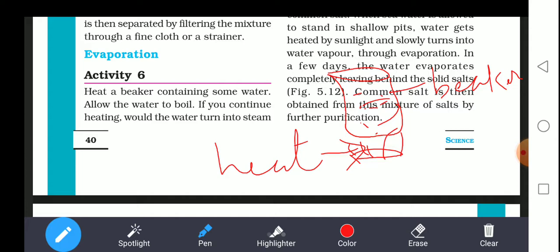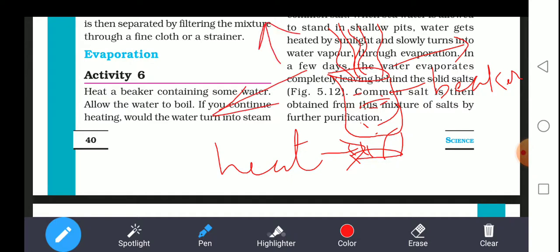If you continue heating, what happens at a certain stage? After boiling, if you continue to supply heat, what happens? Would the water turn into steam? Yes, the water turns into steam and it will evaporate upwards. You will study in seventh class why the steam goes in the upward direction, not in other directions.